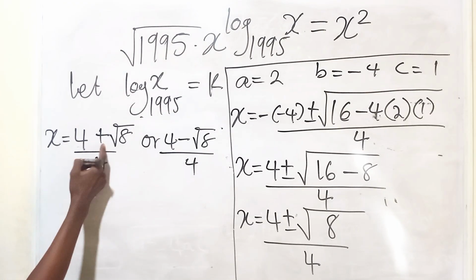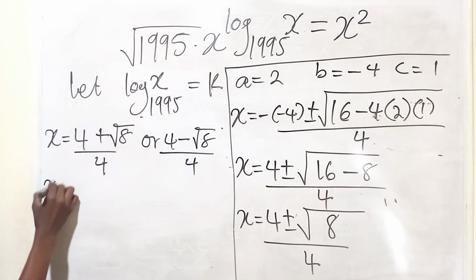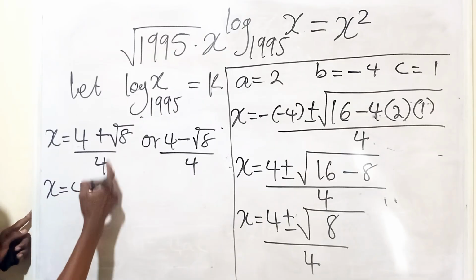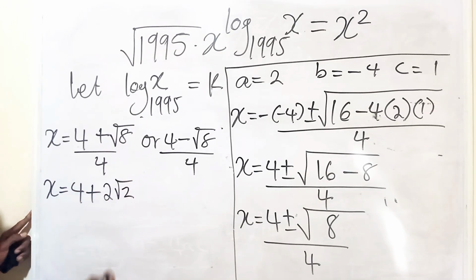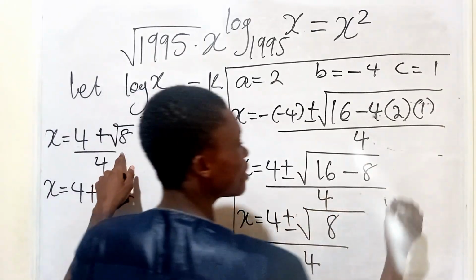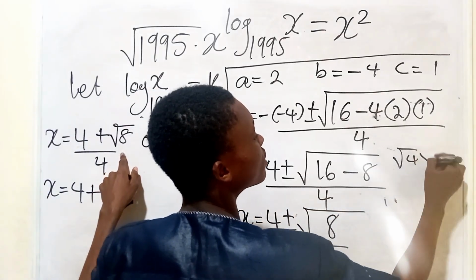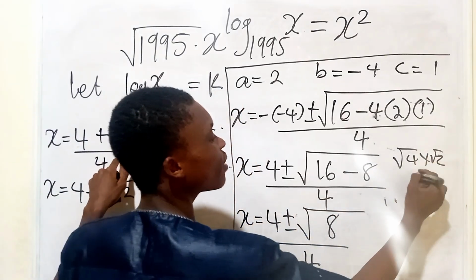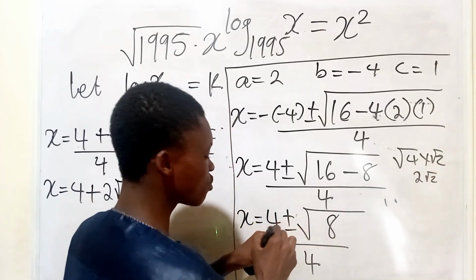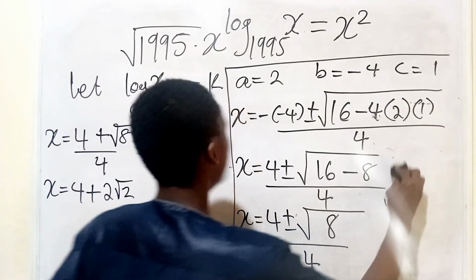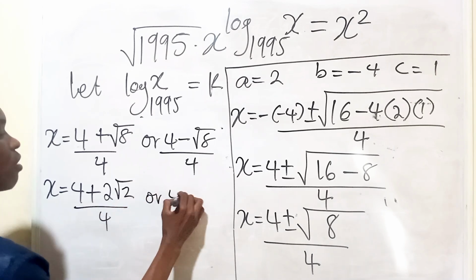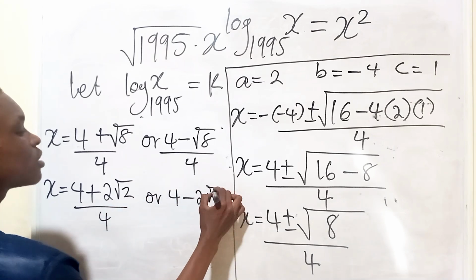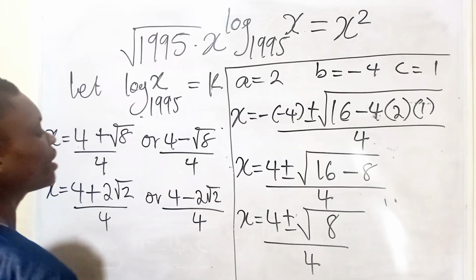We'll have that x equals 4 plus, we know that the square root of 8 can be written as 2 times the square root of 2, because the square root of 8 is the same thing as the square root of 4 times the square root of 2. So the square root of 4 here is 2 multiplied by the square root of 2. So it's still the same thing, all divided by 4, or 4 minus 2 multiplied by the square root of 2 all divided by 4.